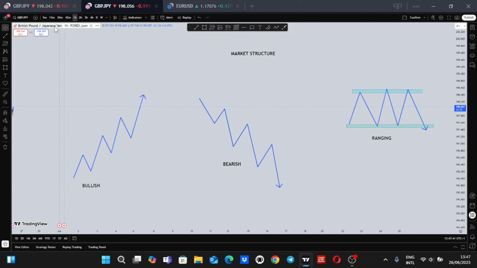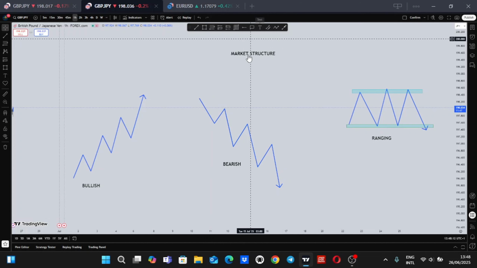So when you see price creating this type of structure, you know the market is in a bullish trend. When it's creating this type of structure, it's bearish. That means you are looking for sales only. And when it's ranging, you just avoid the market totally, because this strategy only works perfectly for trending markets, that's for bullish or bearish markets.